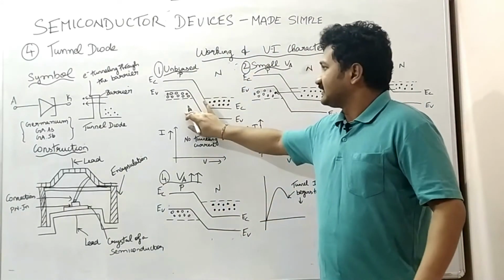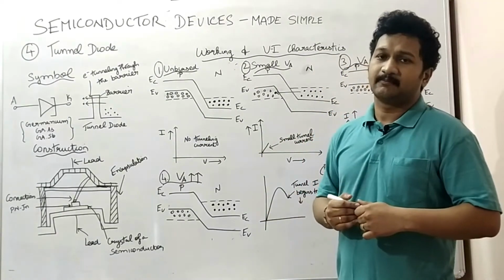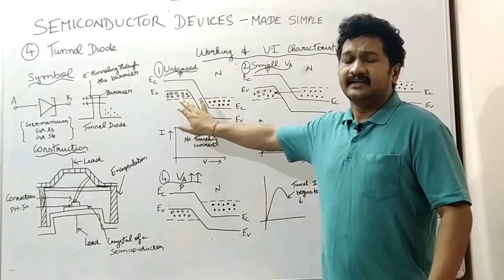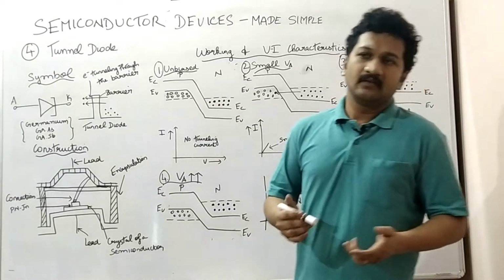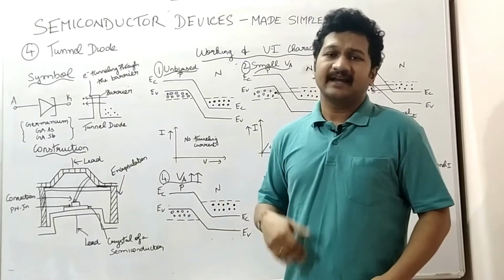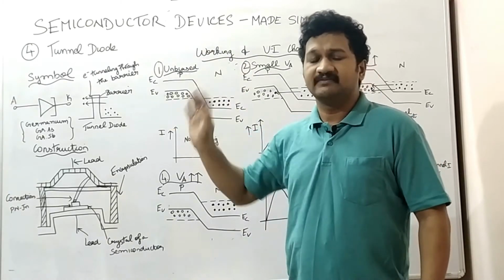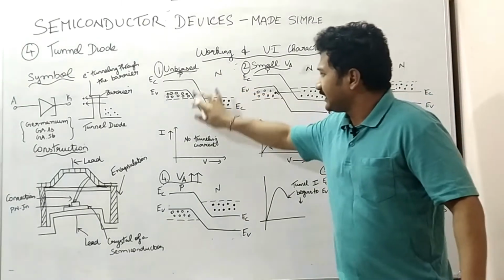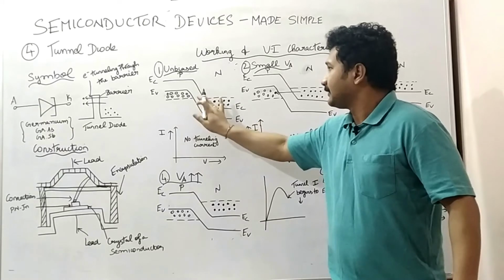So in the unbiased condition, what happens? Just like a PN junction diode, when no external bias is applied, there will be recombination of an equal amount of holes and electrons, which causes the net current to be zero. For the net current to be produced, the bias should be applied. If bias is applied, there will be some recombination of electrons and holes, which produces current based on the applied voltage. In this unbiased condition the net current will be zero as an equal amount of holes and electrons recombine.